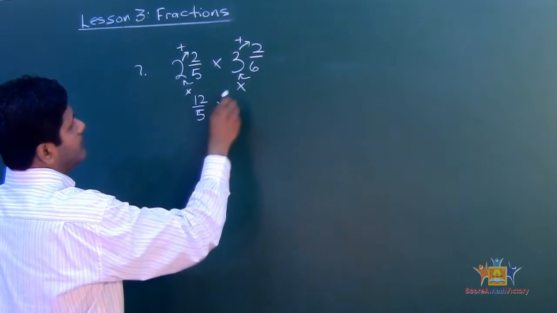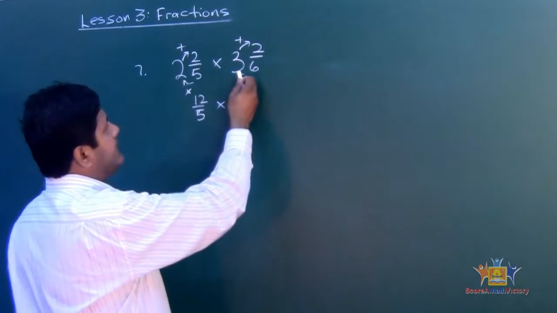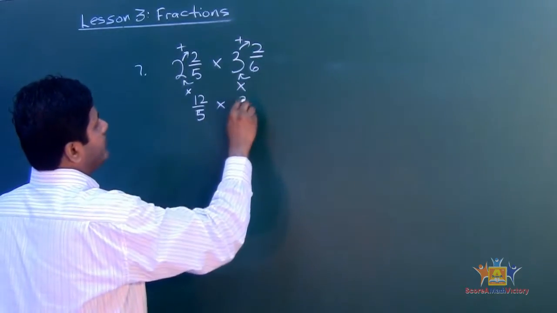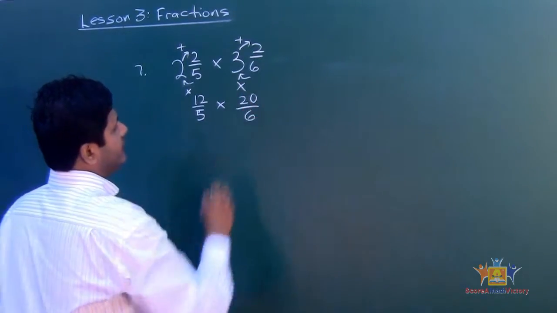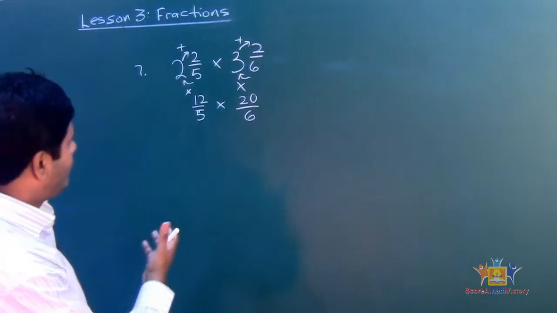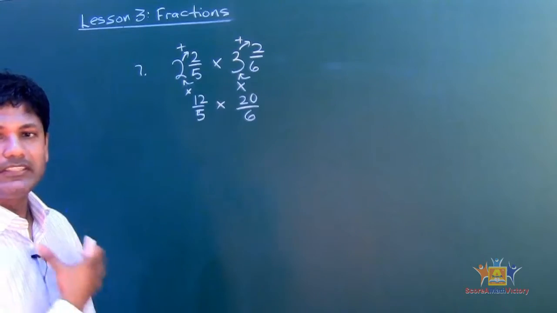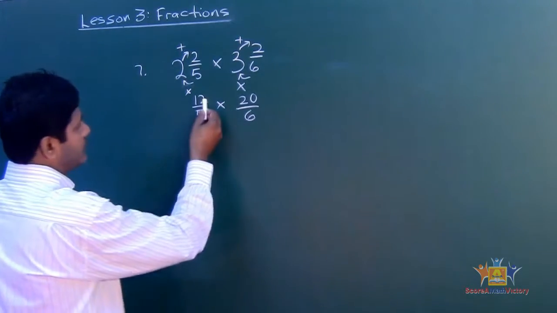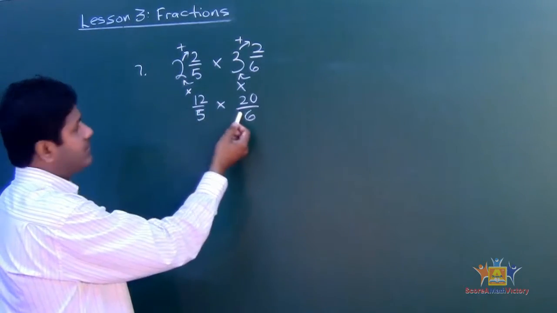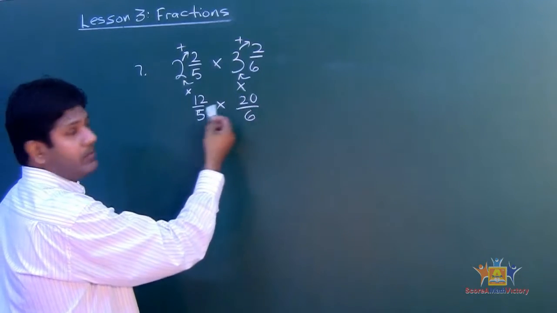12/5 times 6 times 3 is 18. 18 plus 2 is 20. 20/6. See, now they're in the form of a fraction. Okay, so we're going to use the bow tie method. But that means we're going to simplify. 12 and 6 can be simplified. 20 and 5 can be simplified.